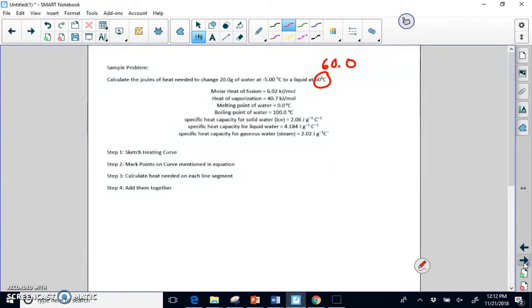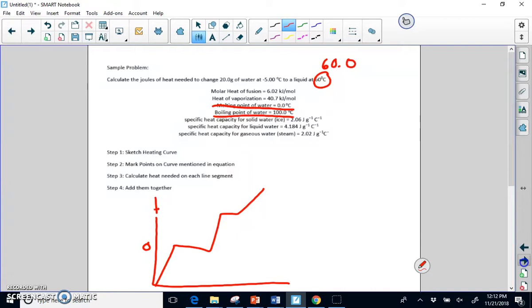Step 1 is to sketch a heating curve. So I need to make it a little bit larger. So we have our graph. A heating curve looks like this. And the important points on the curve: water is at 0, so this is where melting happens, and this is where boiling happens, where it goes flat. So we just sketched the heating curve.